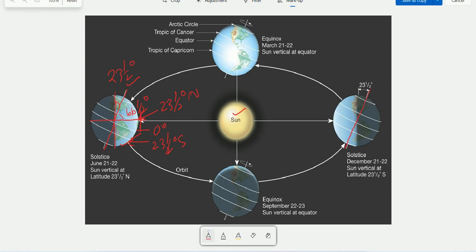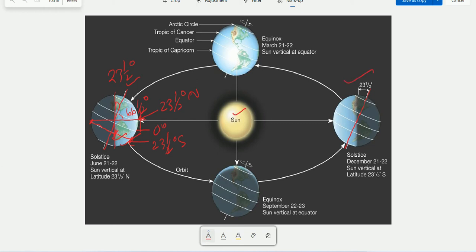And on this day, in the northern hemisphere, the daytime will be the longest, and on the other hand, the nighttime will be the shortest. Alternatively, here in the southern hemisphere, the duration of the nighttime will be the longest, and the duration of the daytime will be the shortest on this day.